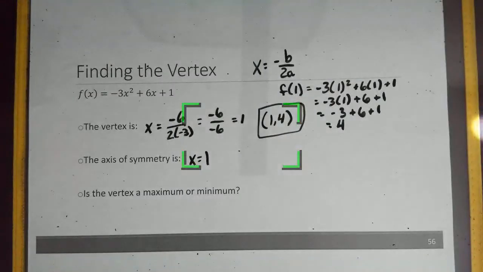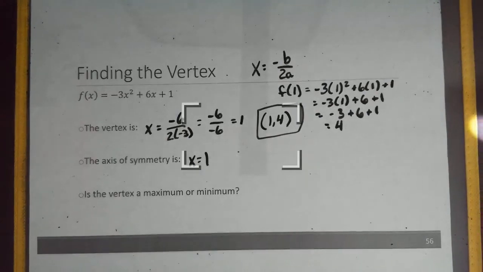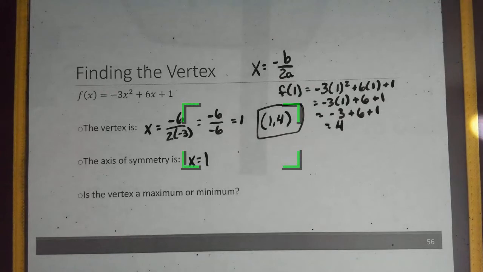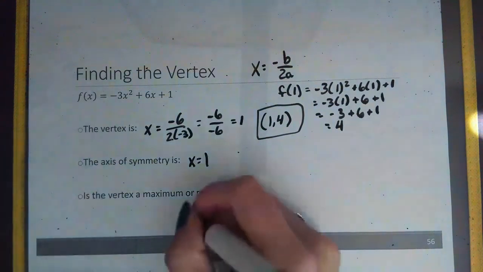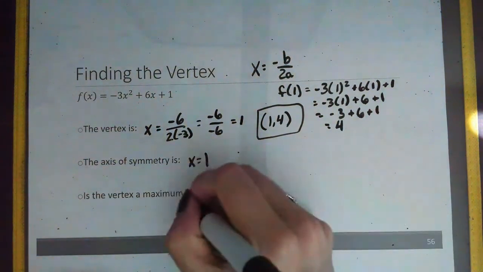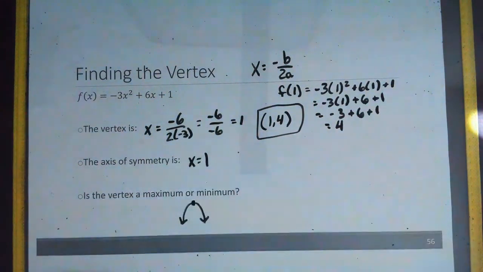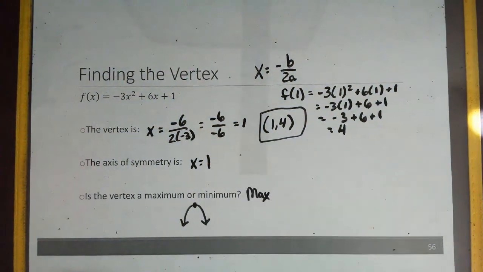Don't overthink it. Finally, we want to know if the vertex is a maximum or a minimum. What we need to do is figure out whether this parabola opens up or down. The way we tell is by looking at the a value. Our a value is negative, which means our parabola opens downward. So our vertex is going to be that top point there, meaning it will be a maximum.